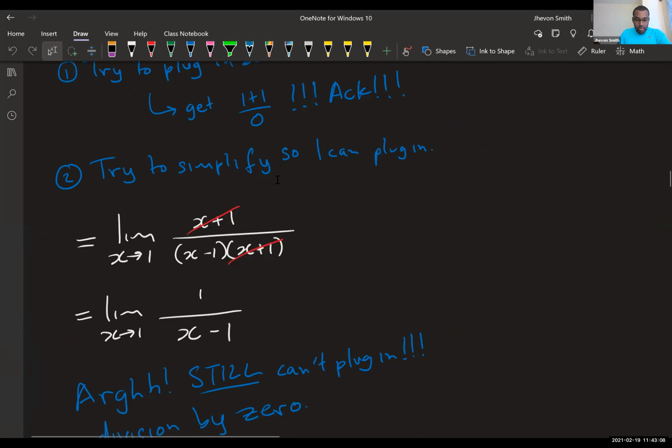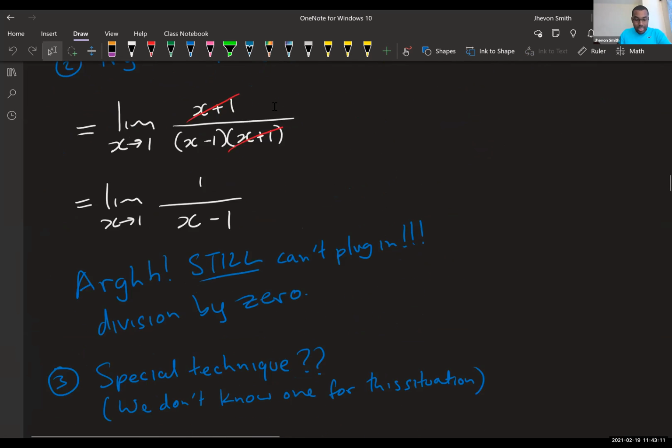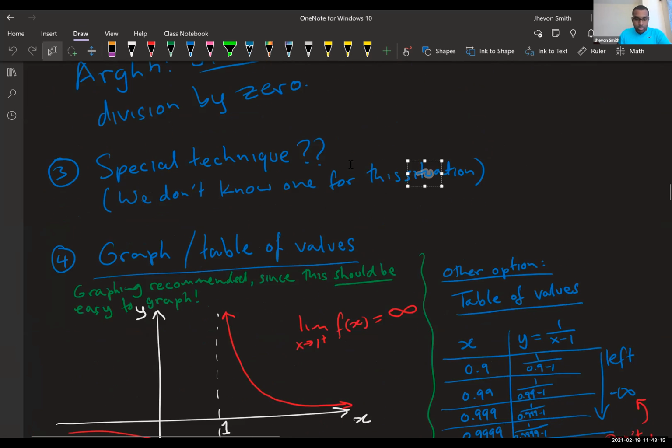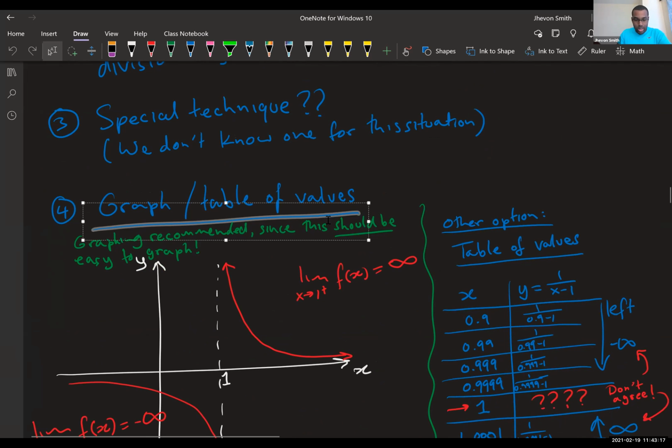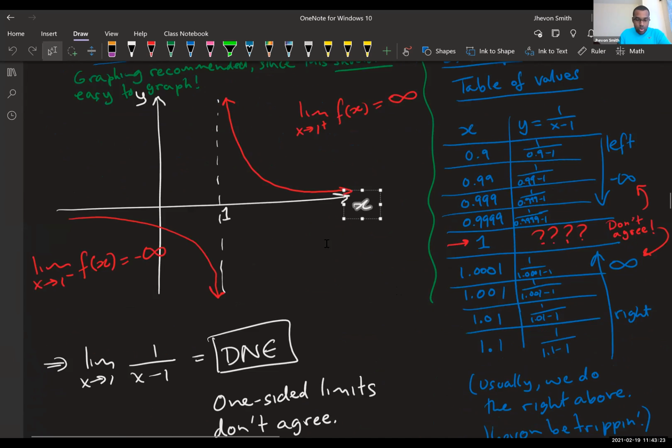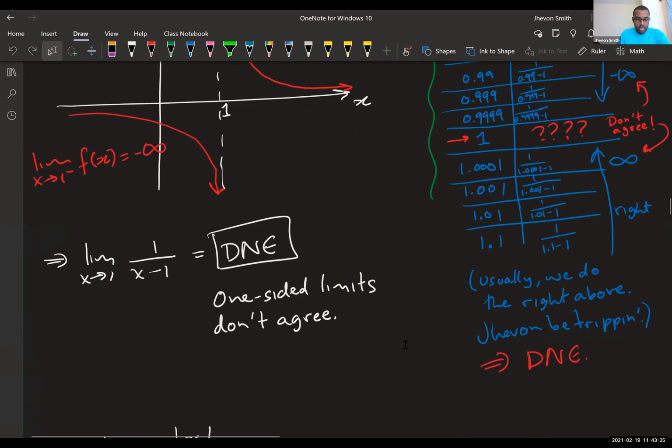Here, we couldn't plug in. We simplified to see if we could plug in. We still couldn't plug in. So now we have to do something else. What are our options? Special techniques. I don't know any right now. So what I could do is I could graph, which is the easier option here, or I could do a table of values. Either way, we end up with DNE.